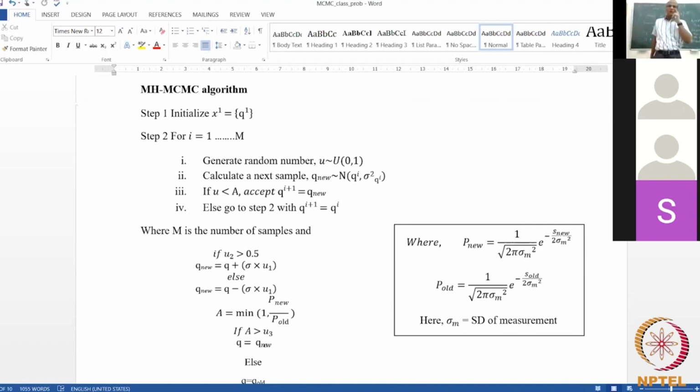Hey, Suraj, you are showing this algorithm, but in the demonstration, you are using some other method, right? Yes, sir. Okay. This algorithm also, we can give it to them as PDF notes. Somebody wants to write down, please write down. Initialize x of 1. For i equal to 1 to m, generate a random number. Calculate the next sample. If u is less than a, accept. Else go to step 2, where m is the number of samples.